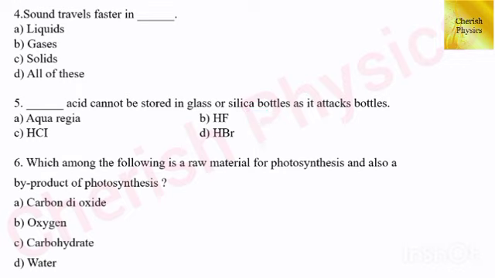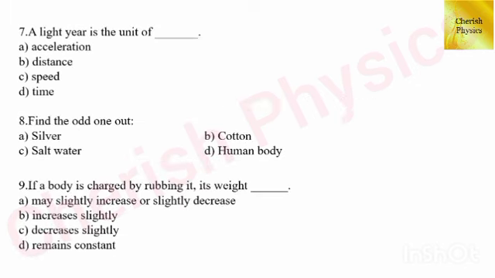Sixth question. Which among the following is a raw material for photosynthesis and also a byproduct of photosynthesis? The answer is option B, oxygen. Seventh question. Light year is the unit of dash. The answer is distance. Eighth question. Find the odd one out. The answer is option B, cotton.